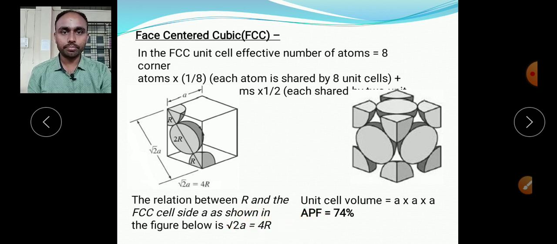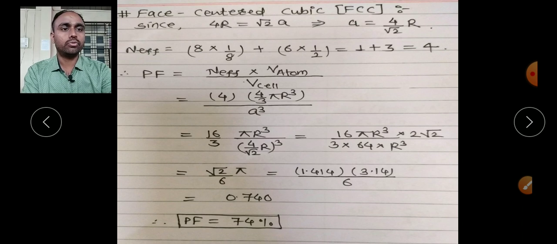What do we have to replace? We have to replace a in the denominator. That is why we can take this as a is equal to 4r divided by root 2. Yes, this is the relation we want, along with the effective number of atoms, and this is the relation between a and r. Now, we can go to the PF, that is packing fraction.